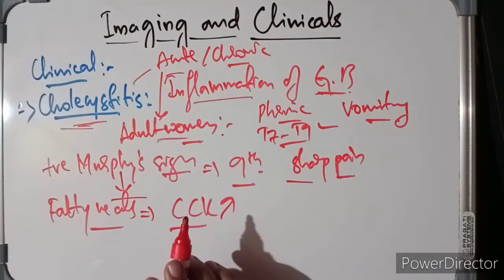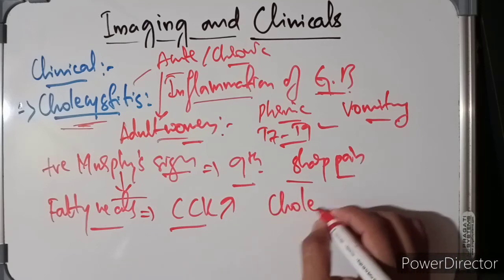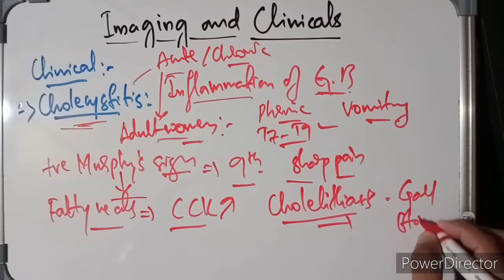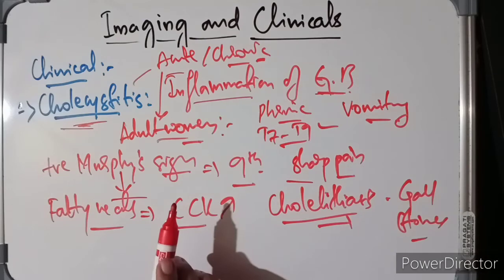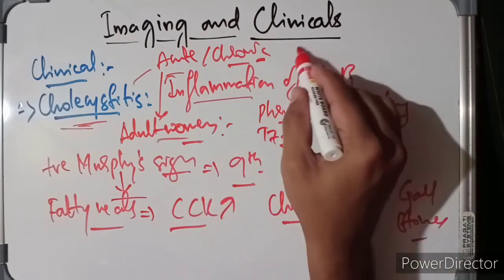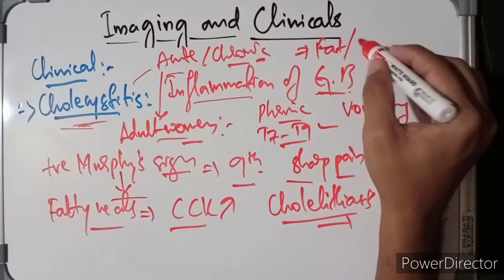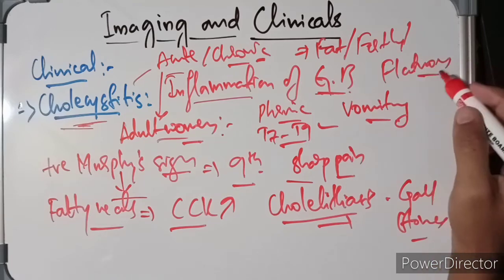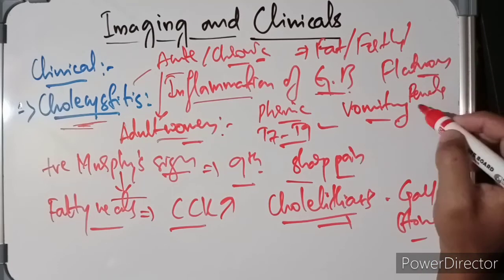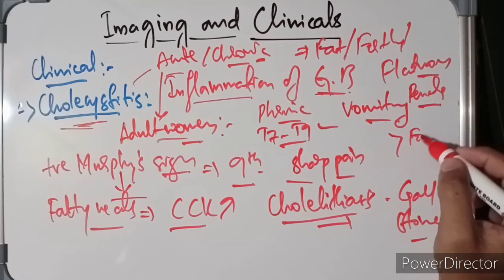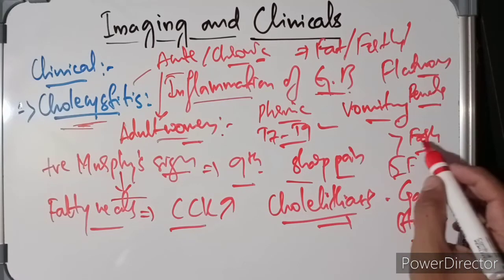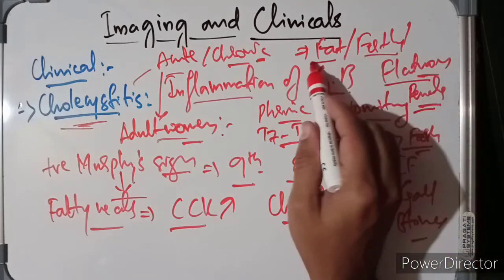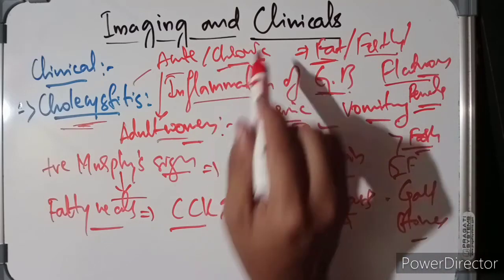Coming to chronic cholecystitis, it is mainly due to cholelithiasis, nothing but gallstones. So the gallstones will cause chronic cholecystitis. It commonly occurs due to increased fat content, in fertile women, or also flatulence. If there is more flatulence in the abdomen, it mainly occurs in females and people above 40. So these are the 5 F's: people above 40, generally females, flatulence in the abdomen, fertile women, and eating large amounts of fatty food, which will cause chronic cholecystitis.